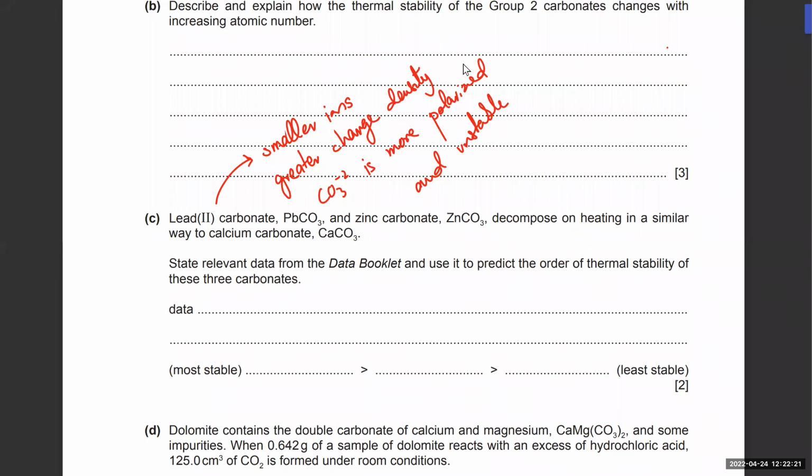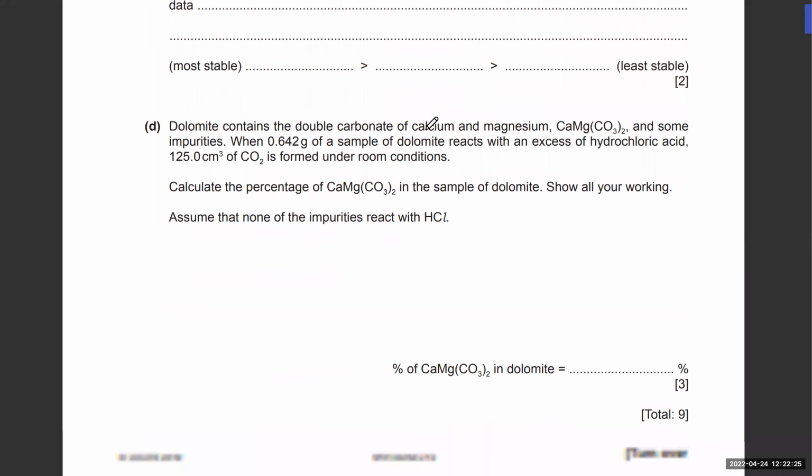The D part. Dolomite contains a double carbonate of calcium and magnesium, and some impurities. 1.642 grams of dolomite reacts with an excess of hydrochloric acid. So this is what the reaction is going to be. You've got calcium and magnesium carbonate. It's basically a combination of calcium carbonate and magnesium carbonate.